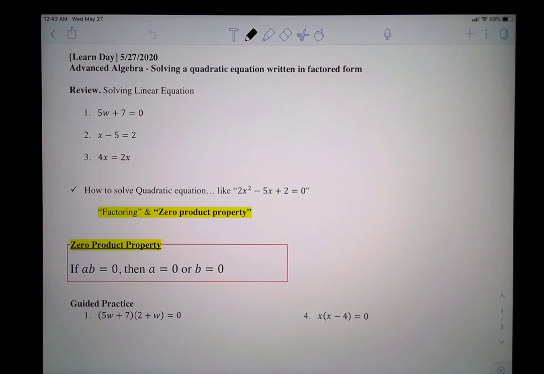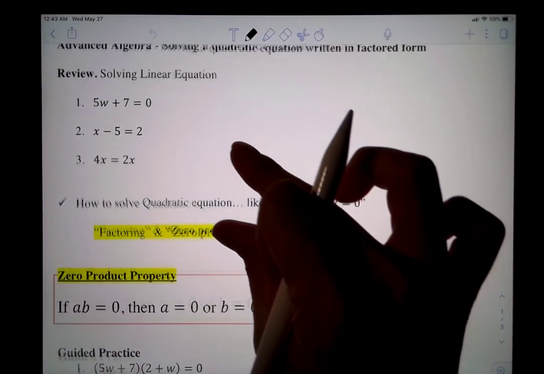Anyway, so today we will solve the quadratic equation. So you learned factoring so far, right? We learned about factoring, and we can use factoring to solve quadratic equations. So far you know how to solve the linear equation, so I'm gonna go over how to solve the linear equation quickly.